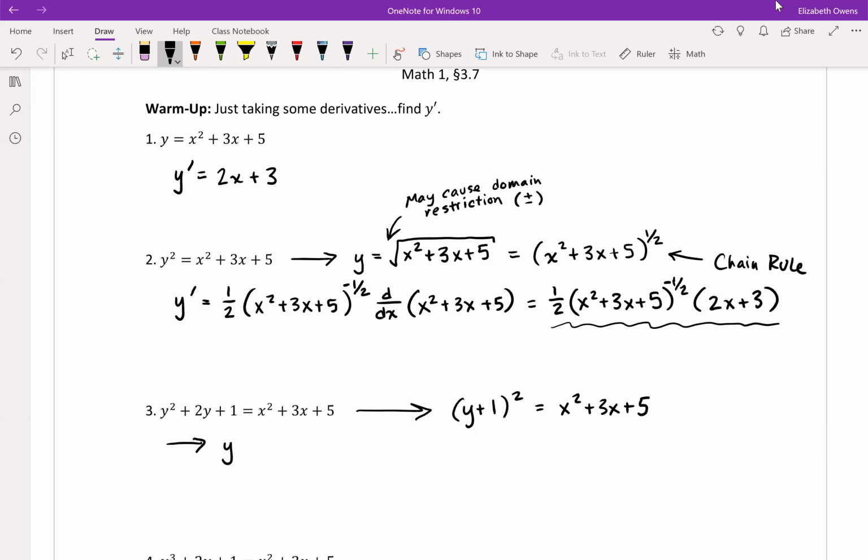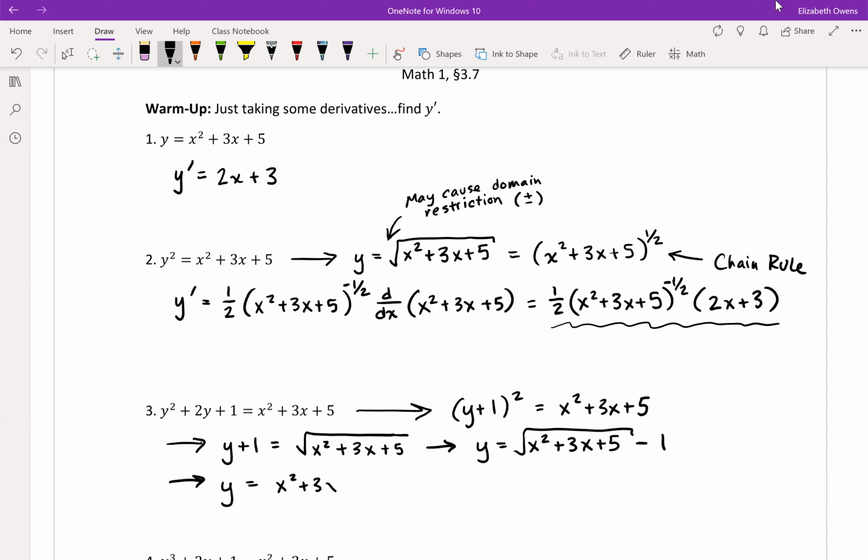So we might say y plus 1 equals the square root of x squared plus 3x plus 5. And then to solve for y by itself, we could say y equals the square root of x squared plus 3x plus 5, and then minus 1, just so we can solve for y there. Then you might even want to rewrite that again and say y equals x squared plus 3x plus 5 to the 1/2 power like we did before. That way we can use our chain rule more effectively.